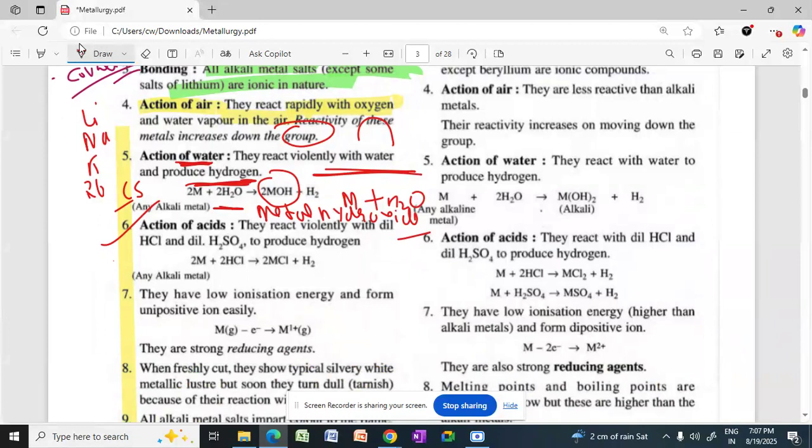Next we are going to discuss the action of acids. Alkali metals react violently with dilute HCl and dilute H2SO4. For example, let's say I have alkali metal M and I am reacting it with dilute HCl. Firstly, metal chloride will be formed. For example, let's say my alkali metal is sodium; then NaCl will be formed, and apart from this, hydrogen gas is released. Important thing, Arjun, do you know what ionization energy is?